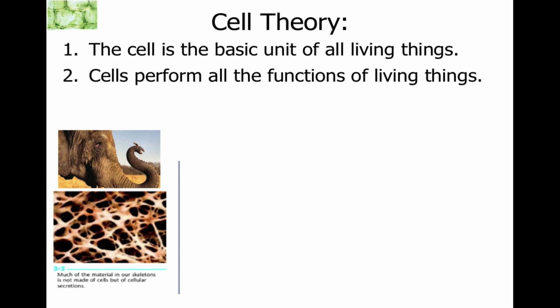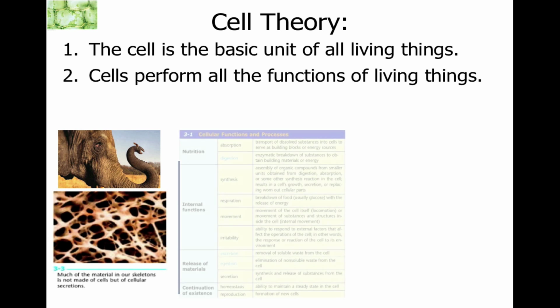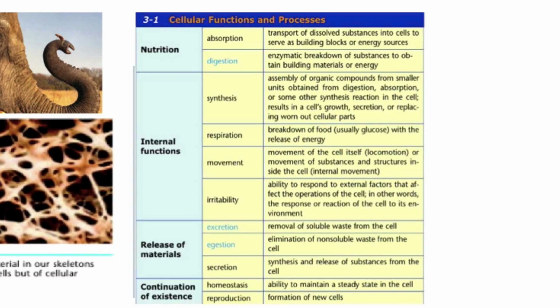So number two, part of the cell theory, cells perform all the functions of living things. So don't worry about copying this diagram down. I will give you a copy of this. But here are some of the cellular functions and processes. So you have nutrition, such as absorption and digestion. You have some internal functions, such as synthesis, respiration, which we'll also talk about later on, movement, irritability, which is response. You have the release of materials, and also how the cell maintains its ability to survive. So that means maintaining homeostasis and also producing new cells.